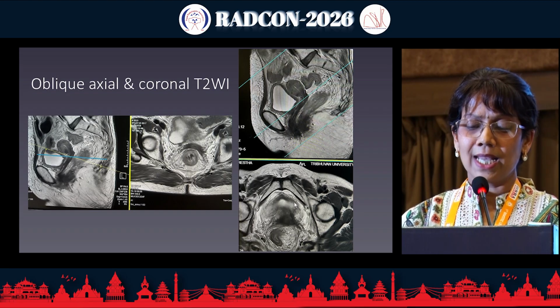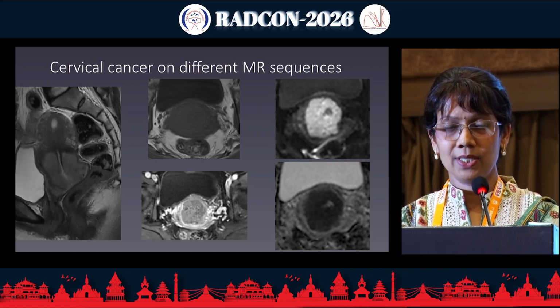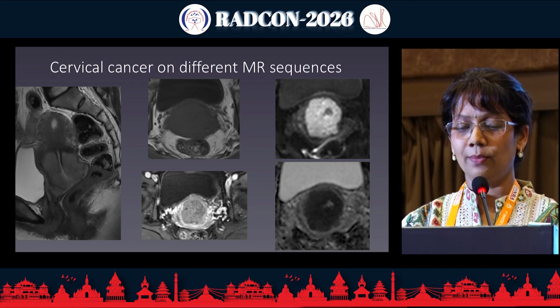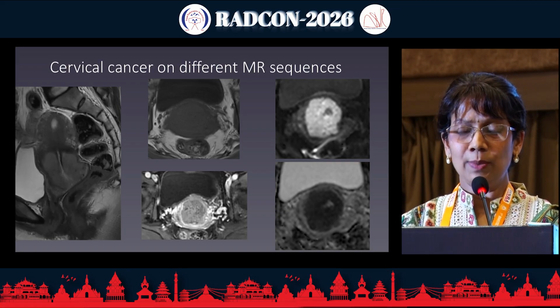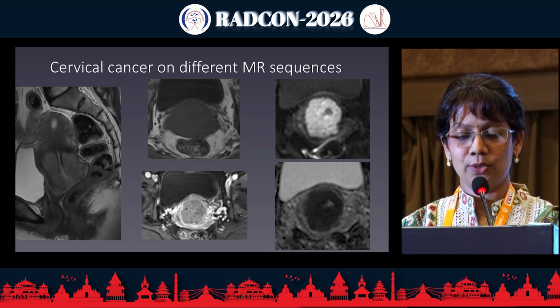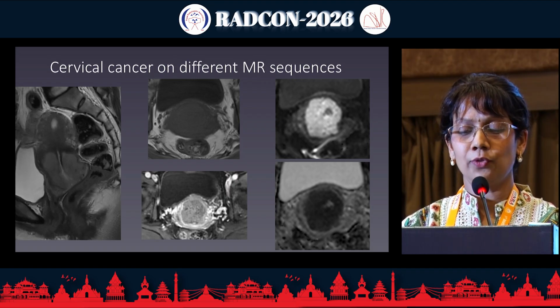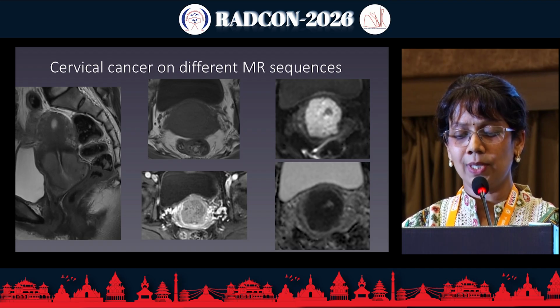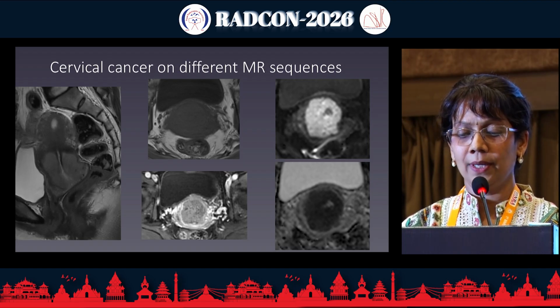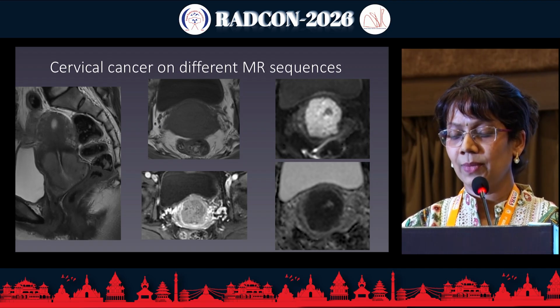Cervical cancer is seen best on a T2 sequence, where the zonal anatomy is seen very well. It shows an intermediate signal on the T2 sequence and can be well differentiated from the hypointense myometrium as well as the hypointense vaginal wall. And the high intensity endometrium is also well visualized.